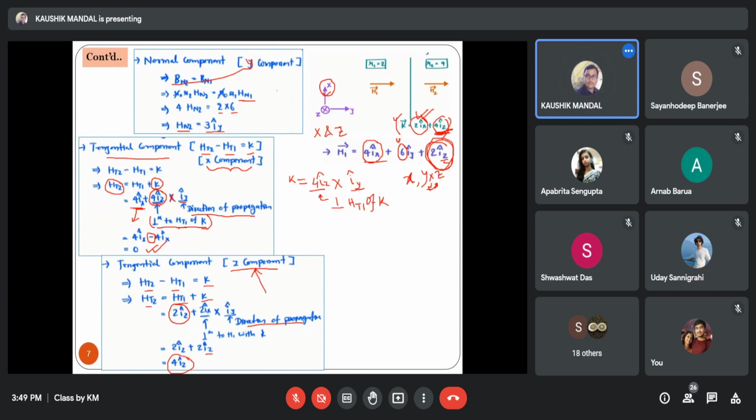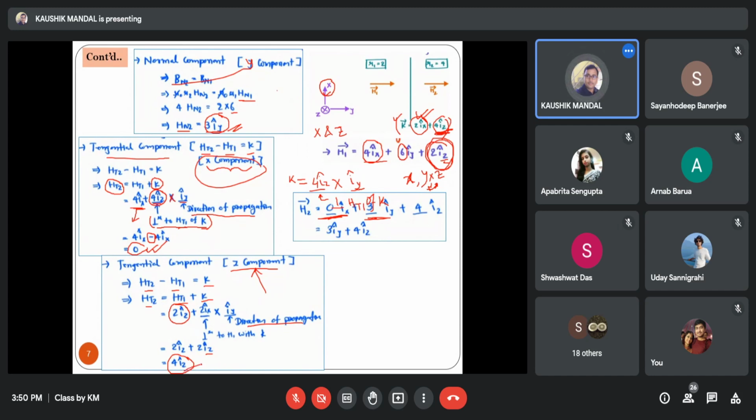So you see, we have found the normal component of the magnetic field in medium 2, that is 3iy. There are two tangential components: one along x, another along z. Along the x-axis it is 0, along the z-axis it is 4iz. So what will be the final expression? H2 equals: the x component is 0. Now what about the y component? That is 3iy. Next, what about the z component?